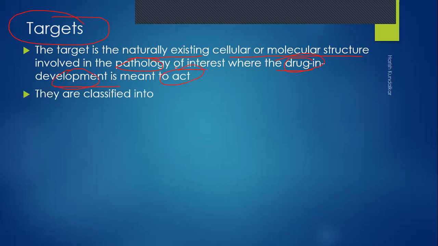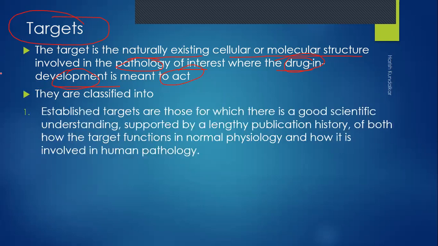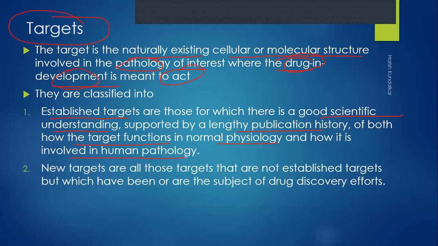Now, the targets are classified into established targets. Established targets are precisely those targets for which the understanding, knowledge and data about that target is there. So there is a good scientific understanding supported by a lengthy publication history of how the target functions in normal physiology, how it functions in human pathology, etc. And newer targets are those targets that are not established targets but which have been or are the subject of drug discovery efforts.